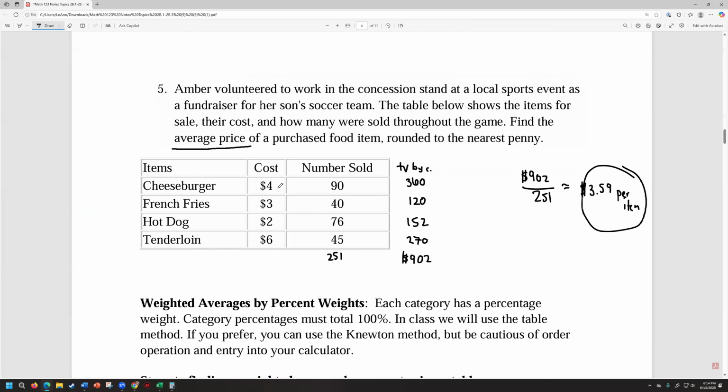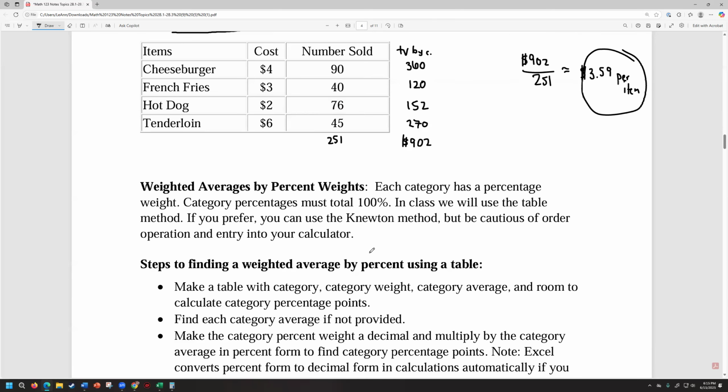So counts is really just repeated numbers in your grouping over and over again. So you're just shorthanding that by using multiplication instead of having to write 94s out and then add all those together. We're just using the fact that they're repeated to help us calculate really quickly. Now, weighted averages by percents is a little different.